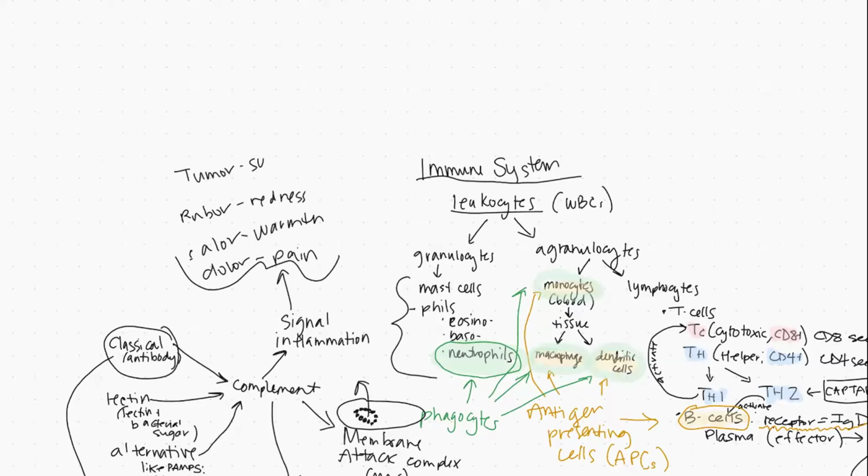The redness and the warmth are basically caused by the actual increased blood flow to the injury area. Increased blood is leading to the redness as well as the warmth.